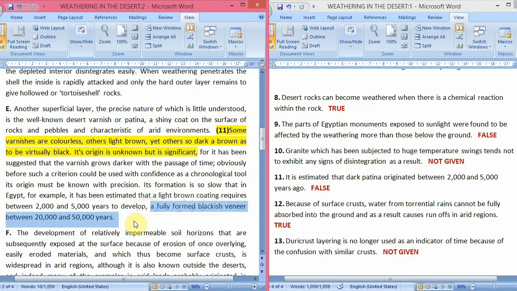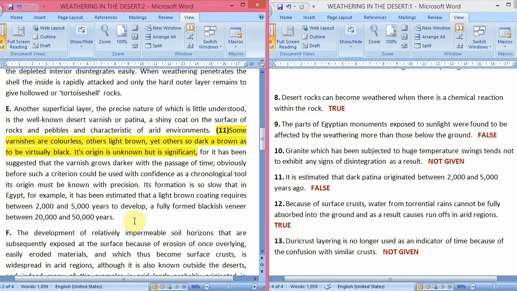So some of these students might write false as the answer to the 11th question, because they might think that it was not between 2000 and 5000 years ago. A dark patina, a black veneer, it was between 20,000 and 50,000 years ago. But it is not right if you put the answer false by thinking so. Although I know the answer is correct, it would not help you in understanding the passage and in understanding how the answer came, which is necessary to score good in reading. It is very necessary to understand the passage very carefully in order to score a good band in reading. So it would not help you develop your understanding.